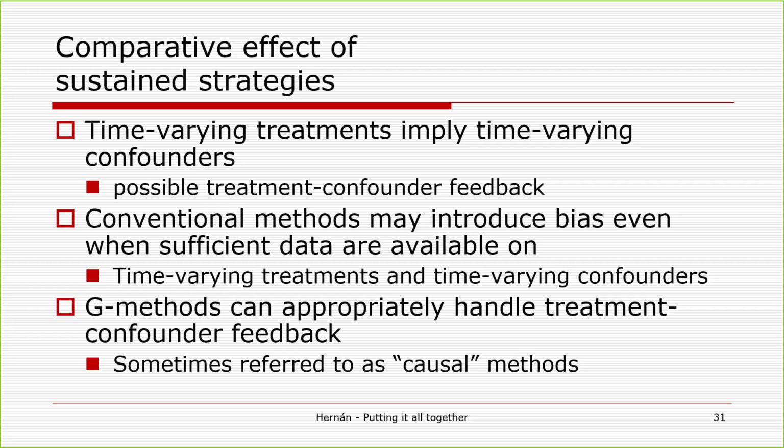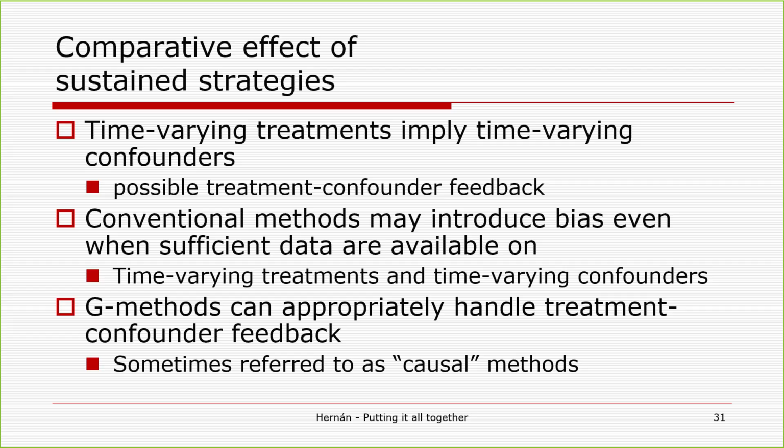Okay, and why does that happen? That happens because when you want to estimate the effect of a sustained treatment strategy using observational data, in the observational data the treatment is going to be time-varying. It's going to be a treatment that changes, and we want to know what happens if it changes in the way that we want it to change. So when the treatment is time-varying in the observational data, the confounders are also time-varying. So you have time-varying treatment and time-varying confounders.